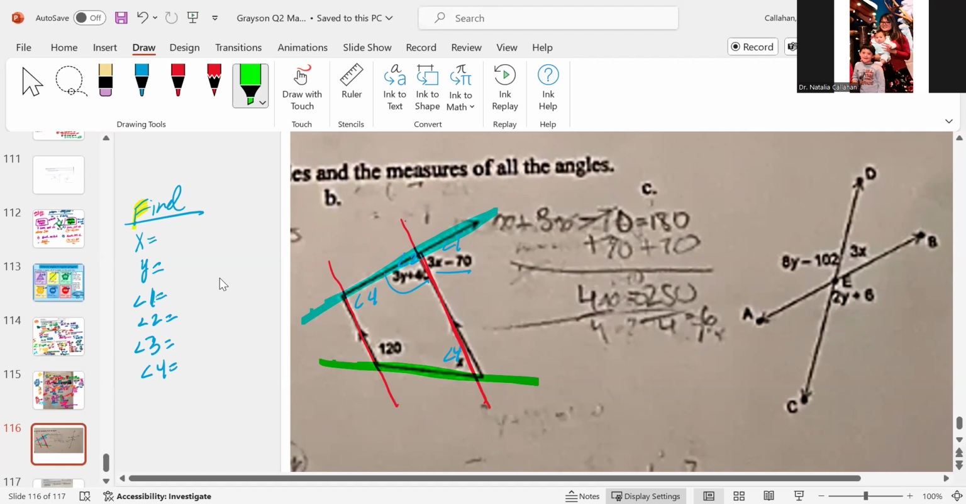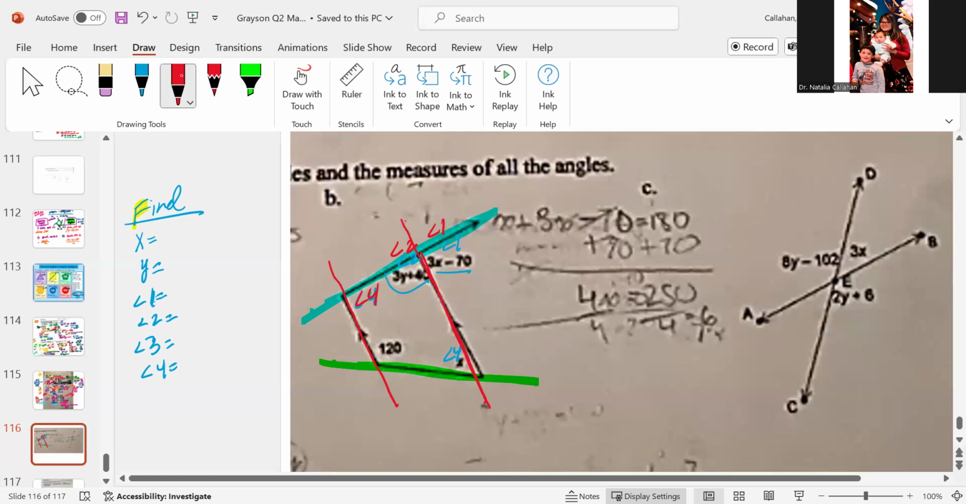If I use the blue transversal, do you see how there's nothing for me to do? I can't say angle 4 plus angle 2 is 180 because I don't know what angle 4 is. Those are consecutive interior. I also can't use angle 1 plus angle 2, which makes a straight line, because there's an x and a y variable, so that won't help me. So the blue transversal does not help me.